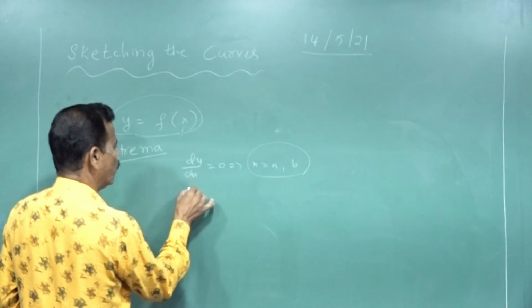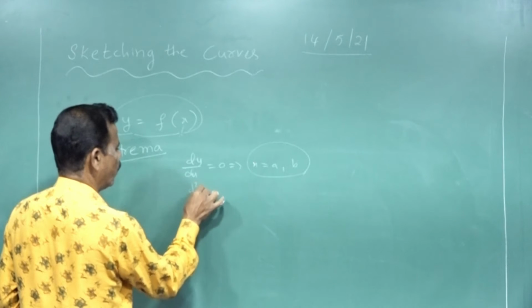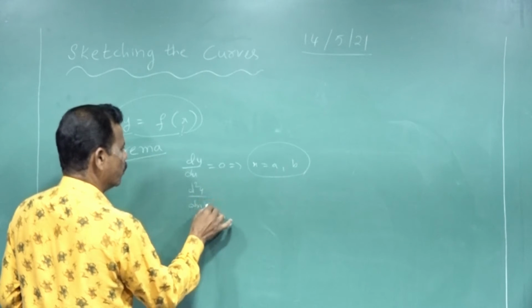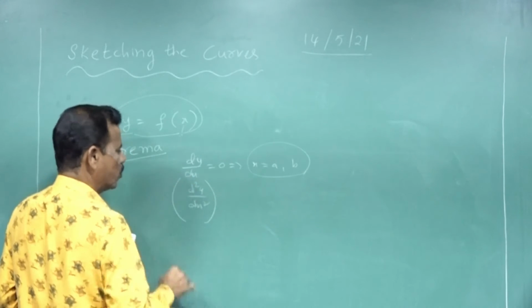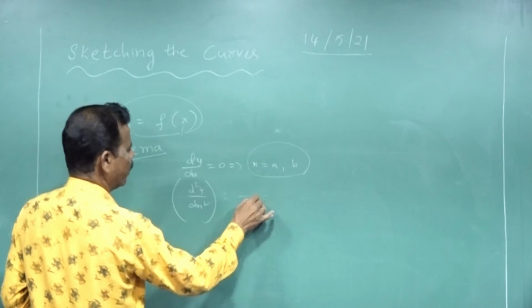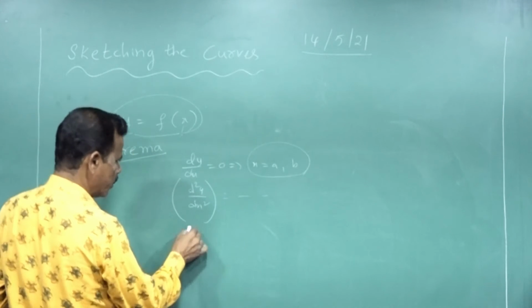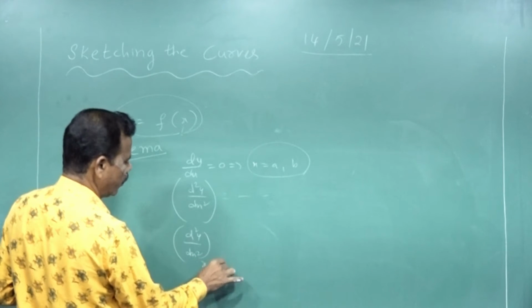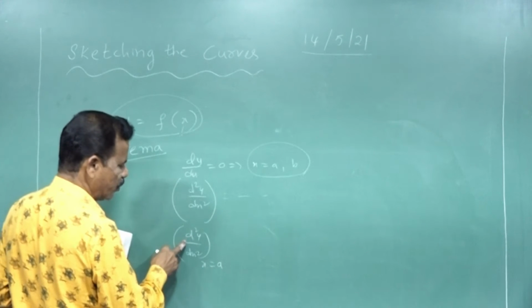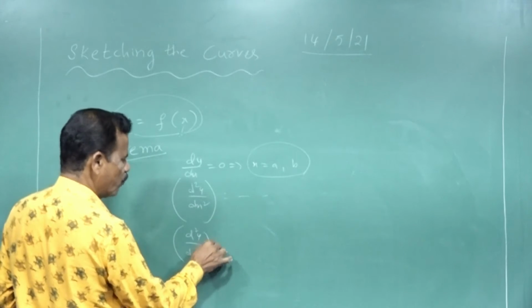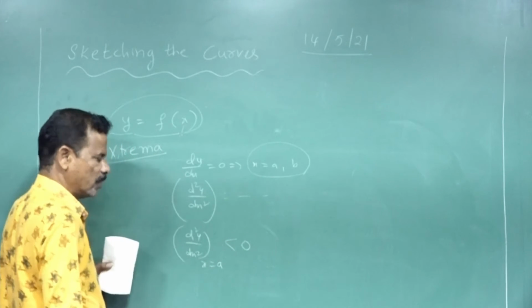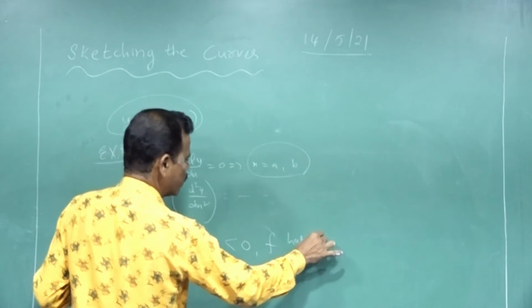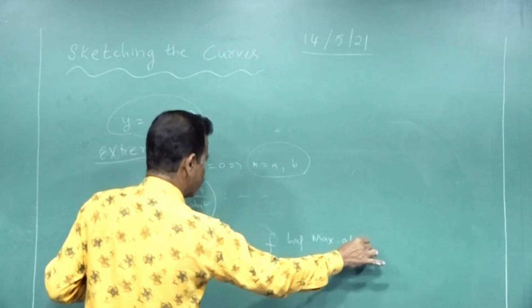Next after that we do the second derivative, d square y by dx square. In this d square y by dx square, we have some function in terms of x. So in this, at x is equal to a, substituting x is equal to a, suppose this value is less than 0, second derivative less than 0, then f has maximum at x is equal to a.